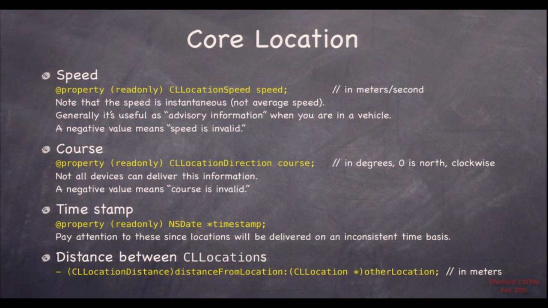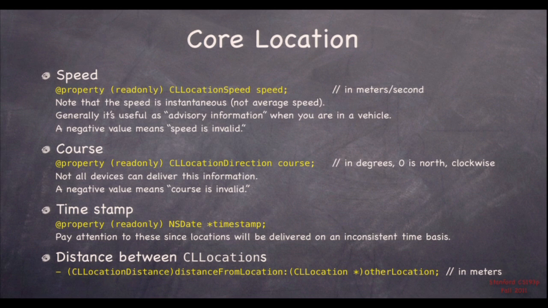Okay, so what else can you get out of Core Location? Speed, course, timestamp. These are all pretty obvious things. Understand that these things are kind of instantaneously measured. Things like speed, it's just looking at the last certain number of GPS locations it found, for example, seeing what the time difference was and calculating the speed. So these are kind of advisory things.